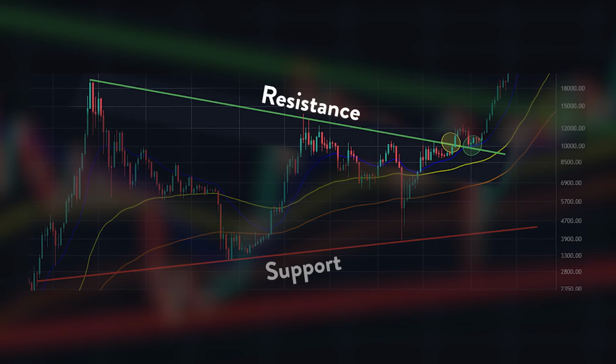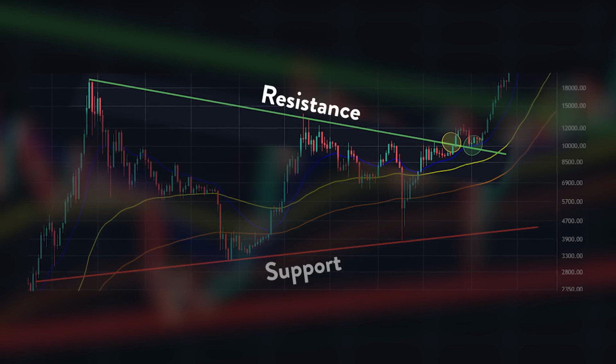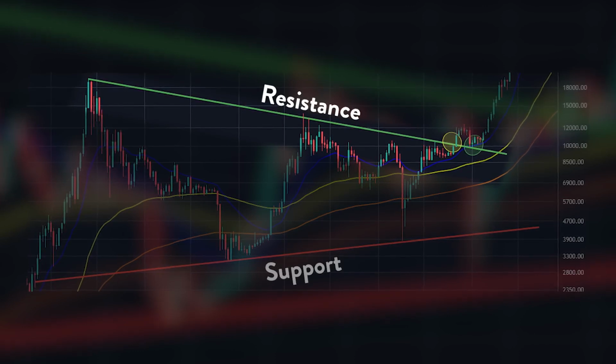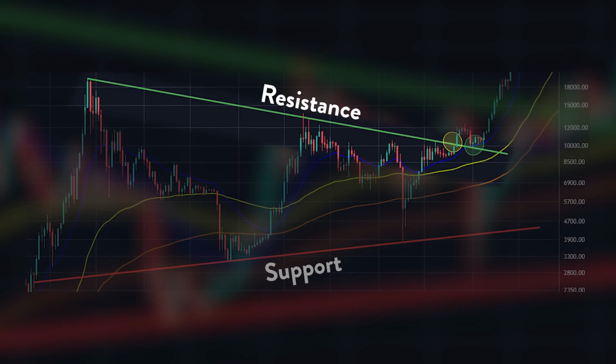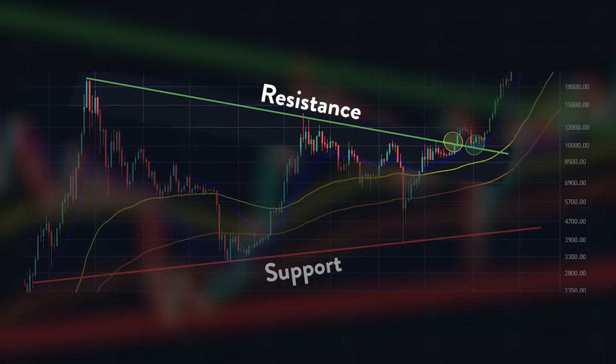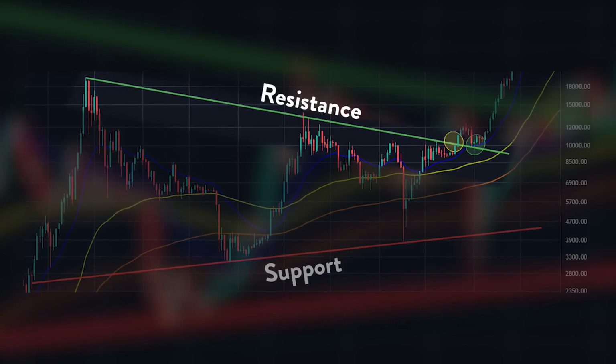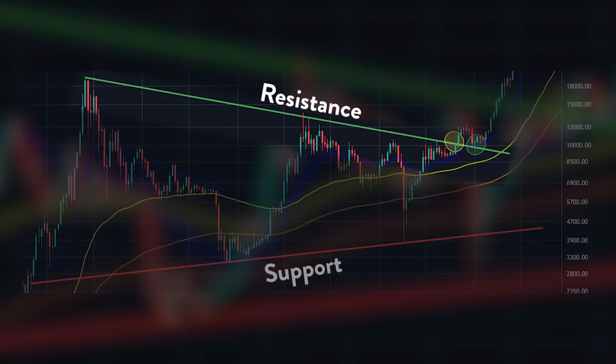Resistance, on the other hand, shows the highest price at which investors will usually stop buying and instead begin selling that asset. This can signal that there are more sellers than buyers in the market at that specific price, meaning that the asset will have a harder time passing through this price point.